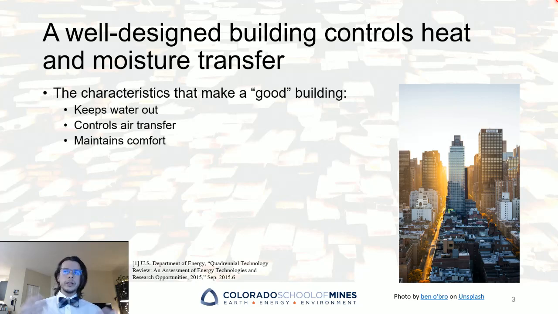A well-designed building controls two major things, and in doing so, affects a third. It keeps water out, controls air transfer through the building, and it keeps the people inside of the building comfortable. The first two categories, keeping water out and controlling air transfer, are largely functions of the building envelope. We'll touch on the building envelope several times throughout this presentation. And that is the walls and the ceiling and the windows, and really what you have a mental picture of when you think of a building.